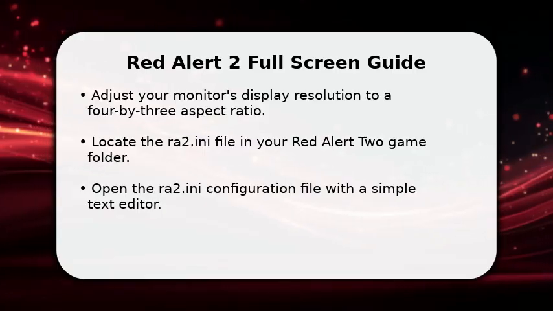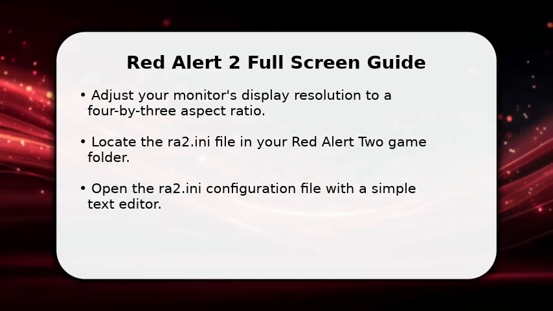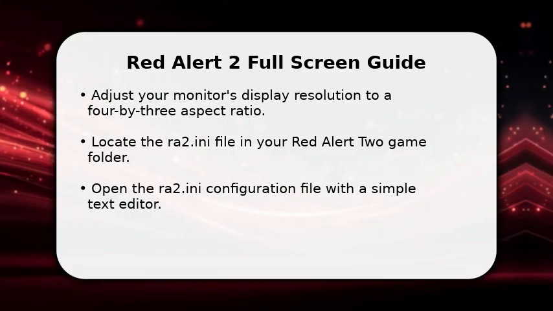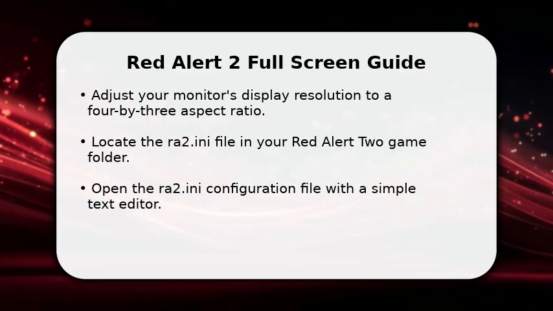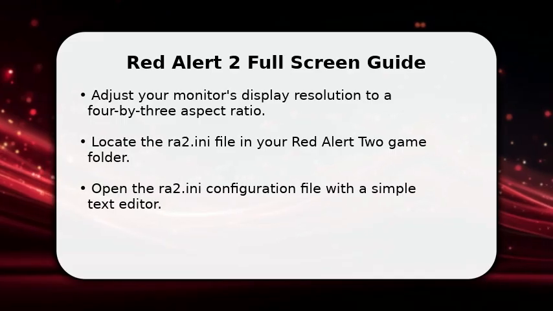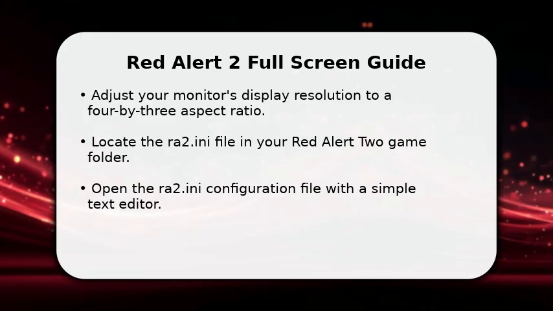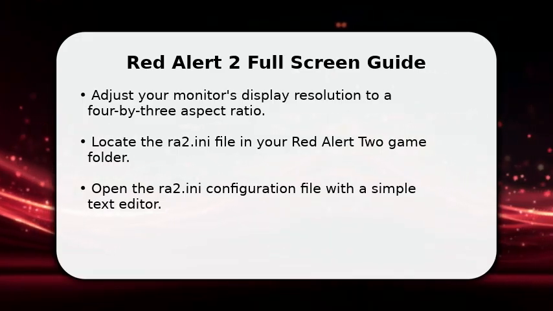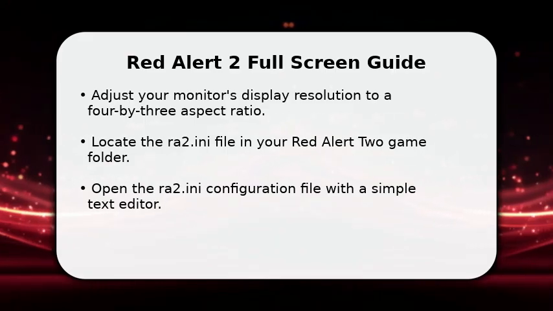In this video, I will explain how to play Red Alert 2 full screen. First, adjust your monitor's display resolution to a 4:3 aspect ratio, such as 1024 by 768. Next, navigate to your Red Alert 2 installation directory. Find the RA2.ini file there and open it using a basic text editor like Notepad. This initial step prepares your system for optimal game display.